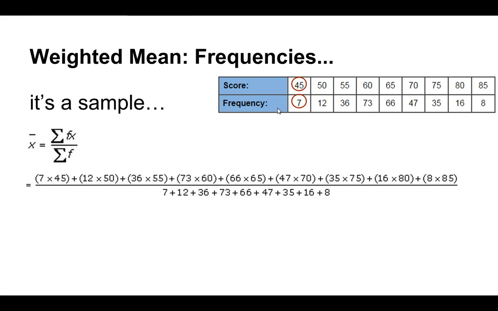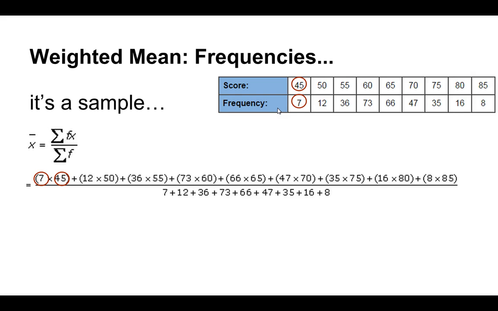Now, let's take a look at the first pair of data. We've got a score of 45, which has a frequency of 7. Now we take that, we transfer it into our expansion of the summation. We have 7 times 45. We will need to do that for each of the pairs. So we've got 7 times 45, 12 times 50, 36 times 55, and so on.